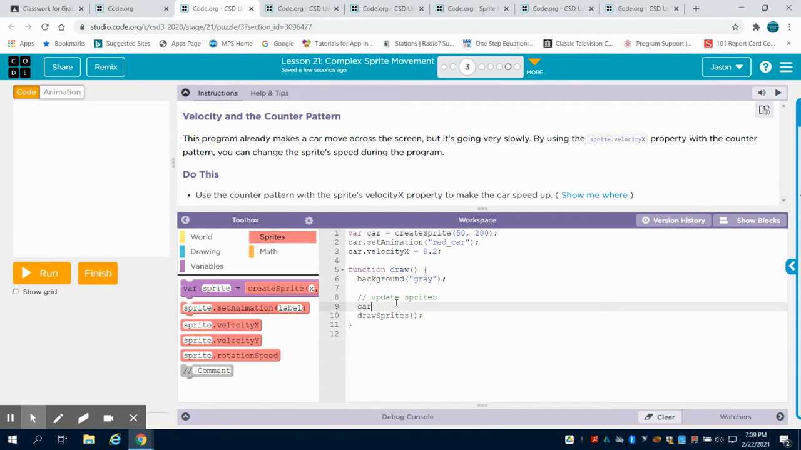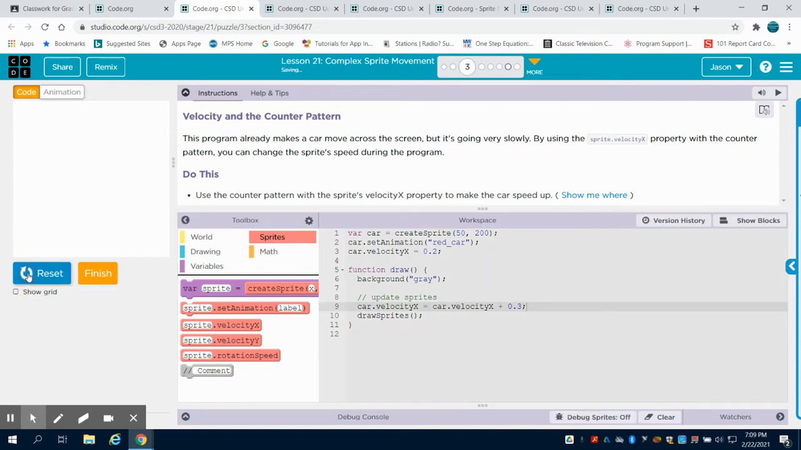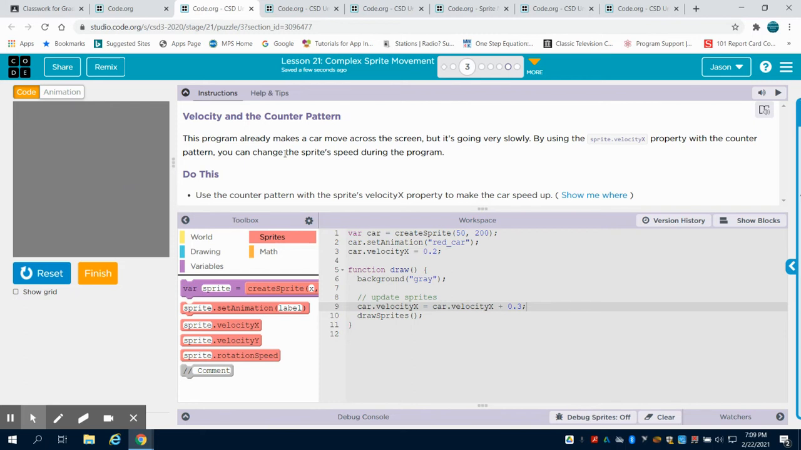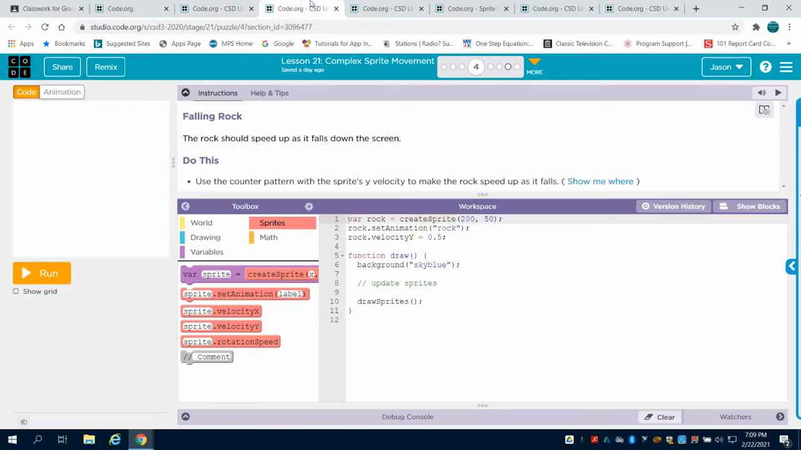So what we're going to do is go to the car velocity. Again, this is going to be on the x-axis, and it's going to equal that same counter pattern that we've been doing, which is the velocity of the x-axis, and this time we can add something like 0.3. That should be 0.03. Now when we run that, we can see that the car gets quicker every time this program runs, using that counter pattern of the existing velocity increasing by 0.03.